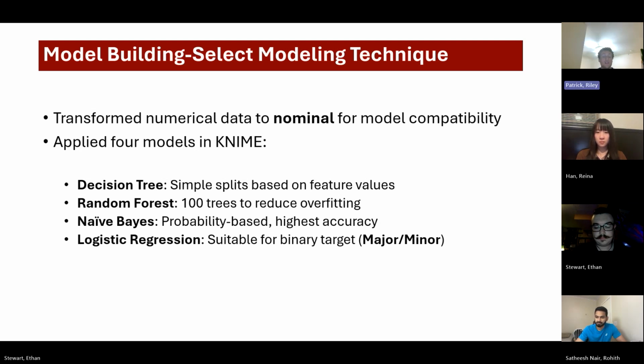The naive Bayes model is more probabilistic, and so it basically calculates the probability of a specific instance being in one classification versus the other, and it predicts whichever classification has the higher probability. Logistic regression is more statistical based and is very good at predicting binary targets, which was good since we split our target variable of injury severity into major and minor.